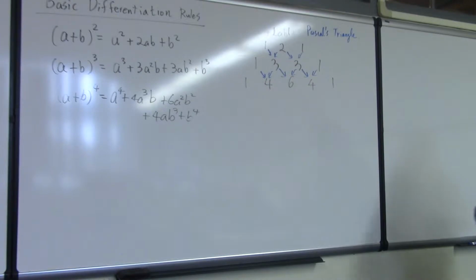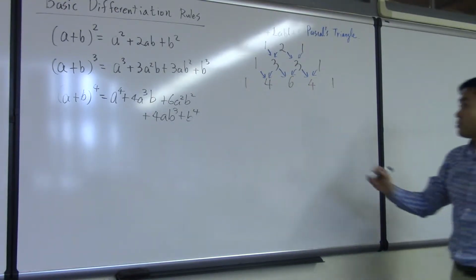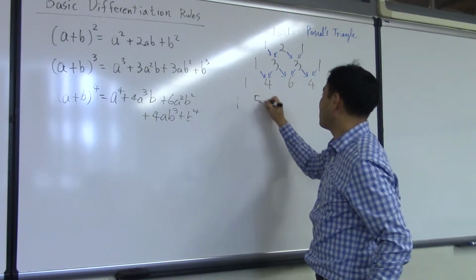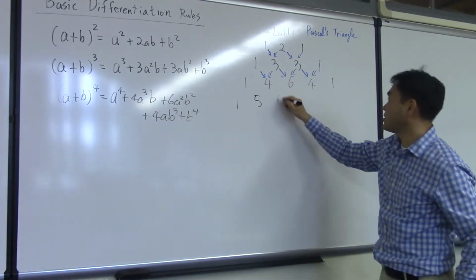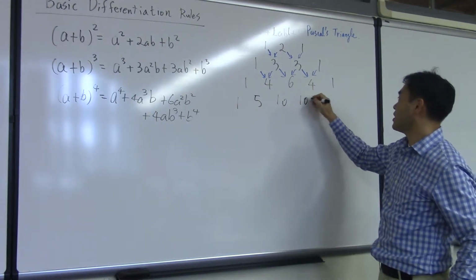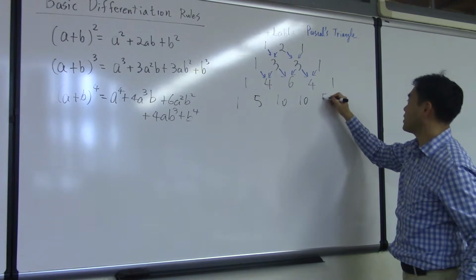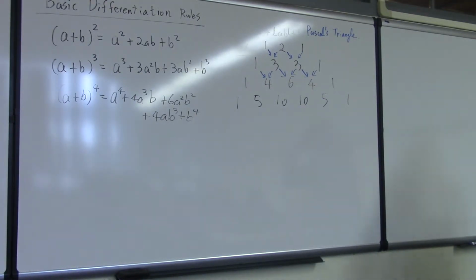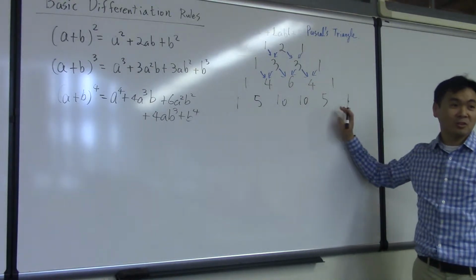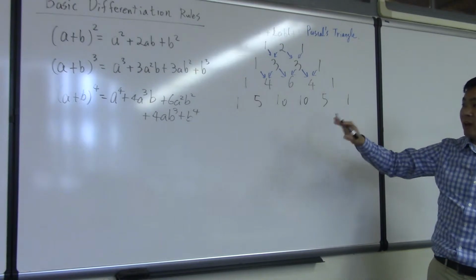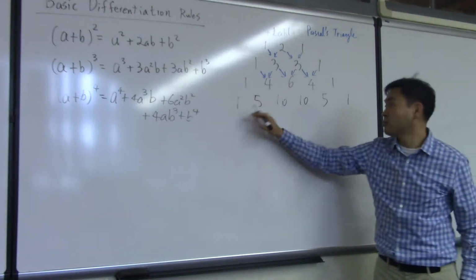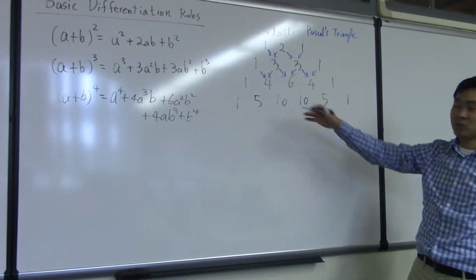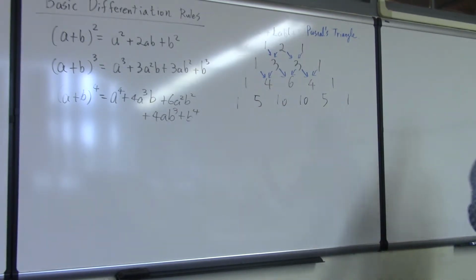And the next one is you have 1, 5, 1 plus 4 is 5, 4 plus 6 is 10, 6 plus 4 is 10, 4 plus 1 is 5, and 1. And you can continue. Of course, you know what this means. It means that a plus b to the 5th power is 1, 5, 10, 10, 5, 1 with the appropriate powers of a and b. Okay.